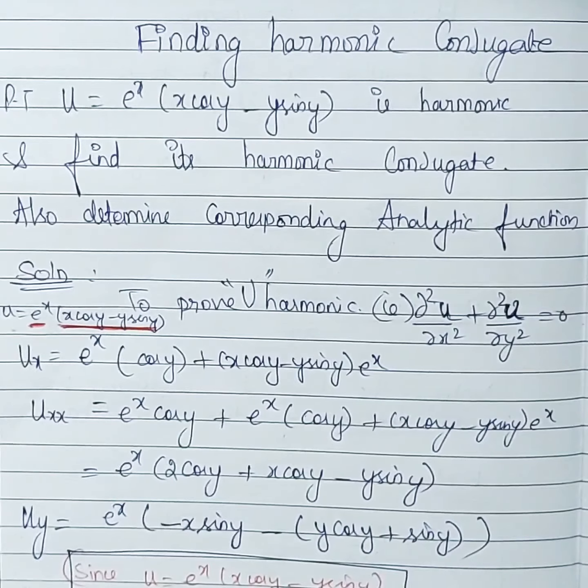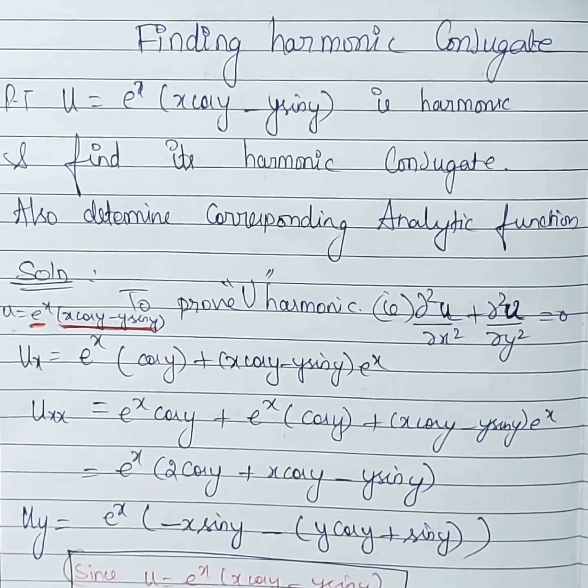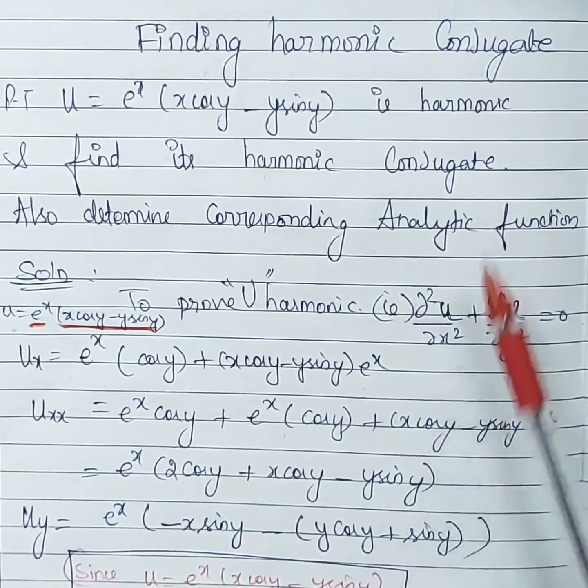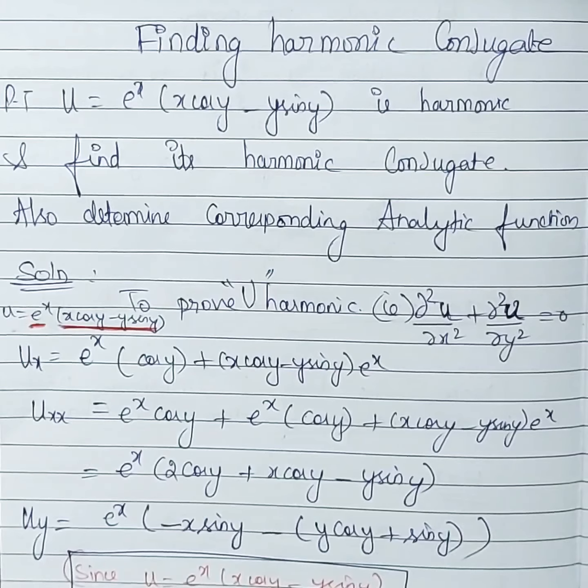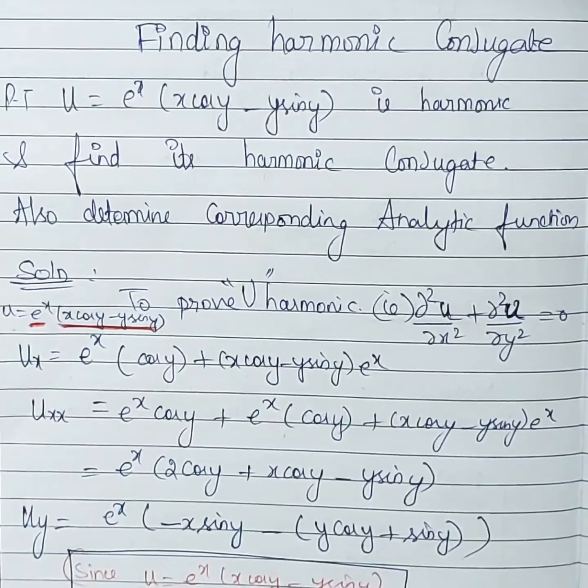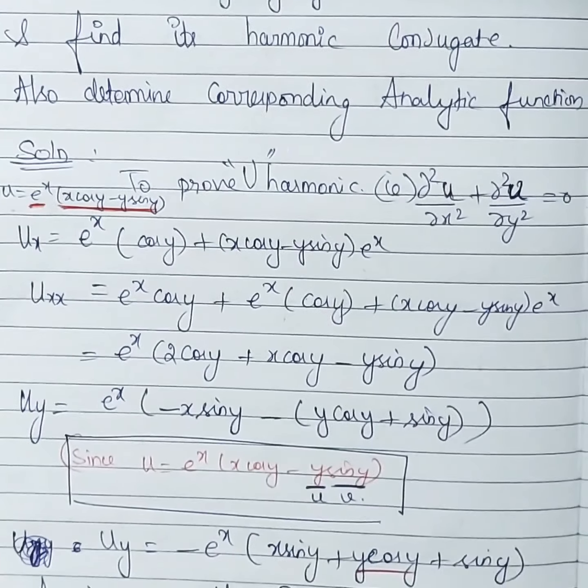From u, you will construct the analytic function f of z, and wherever z is there in that f of z, we will replace it by x plus iy if it's Cartesian. Then you can segregate u and v. U is your question and v is what we are going to find. But here we are going to prove that it is harmonic. See the question: prove that u is harmonic and find its harmonic conjugate. Also determine the corresponding analytic function. So we have to find v as well as f of z. Okay. So this is a VTU question.